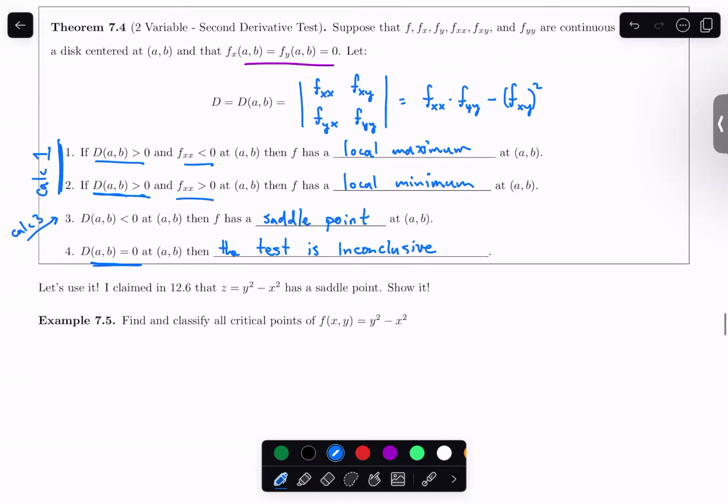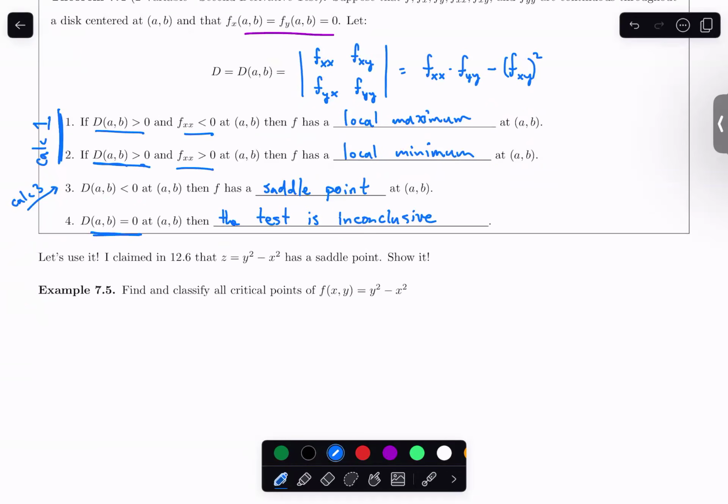All right. Well, why don't we try a problem then? See how we're actually going to utilize this stuff. In 12.6, we had the hyperbolic paraboloid. And I said that it looks like a saddle or a Pringles chip, right? And I claimed that there was a saddle point there. And I'd like to be able to prove that now with the information that we have.